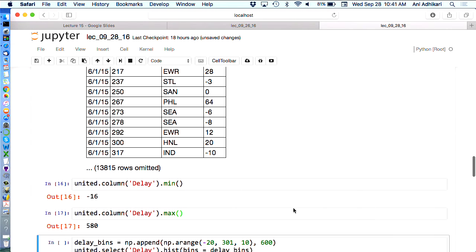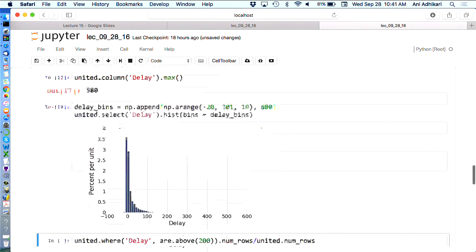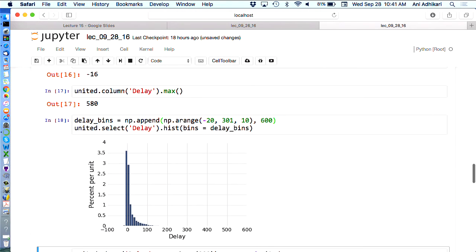but most of them look like what? Well, I drew a histogram. So most of them are in the 0 to 200 range, 0 to 150 roughly, right? There's a few that left early. Everything to the left of 0 left early. And then, there are some very long delays, but there really aren't that many of them.